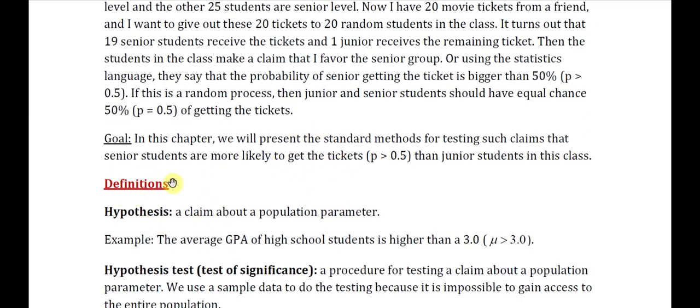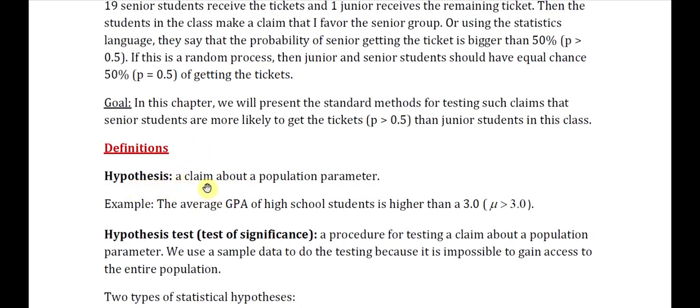Before we do some testing, let's learn the definitions of some basic words. A hypothesis is just a claim about a population parameter. This could be a proportion, a mean, a standard deviation, or a variance. Example: the average GPA of high school students is larger than 3.0. So they claim that the GPA for high school students should be higher than 3.0, or mu should be bigger than 3.0.